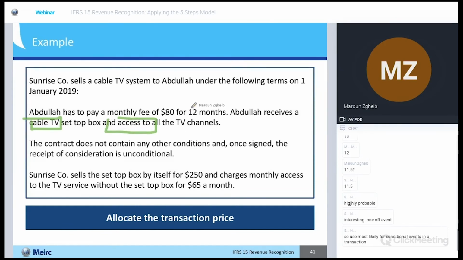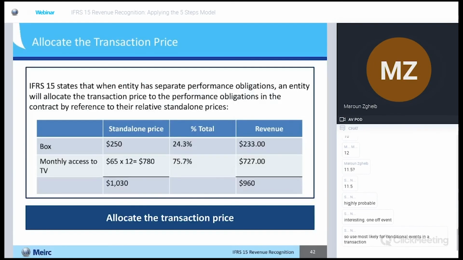The price is 80 times 12. How much of the 80 times 12 should go to the cable TV, and how much of the 80 times 12 should go to the access? To determine this, I prepared for you a table. The standalone price for the box alone is $250.